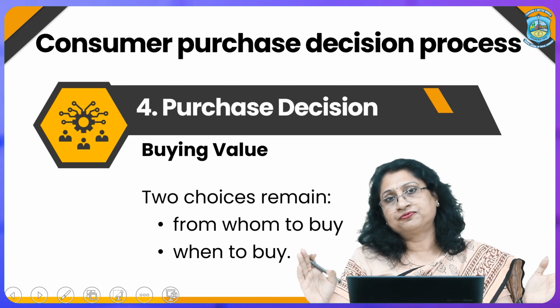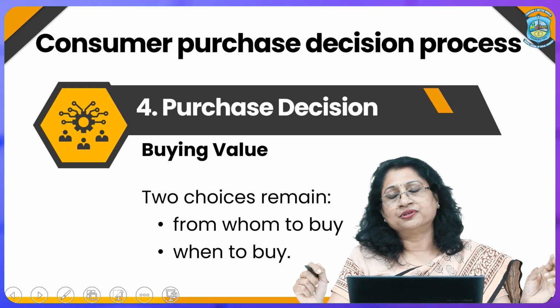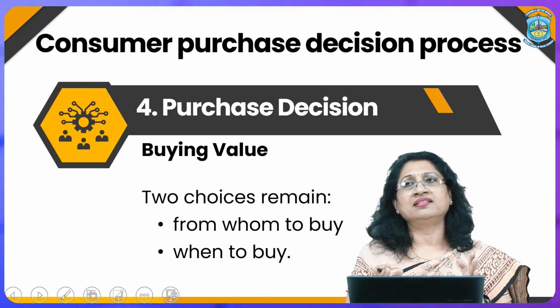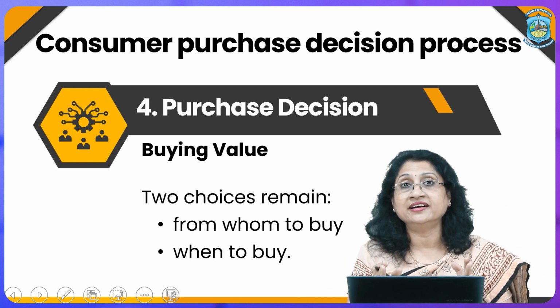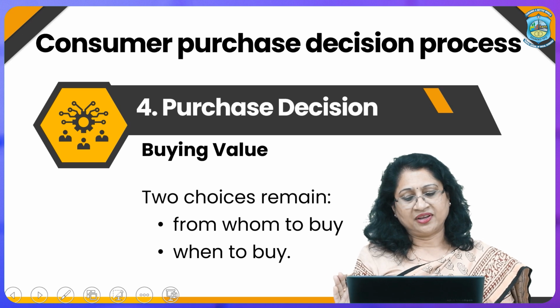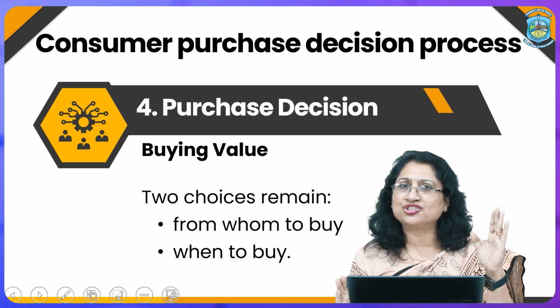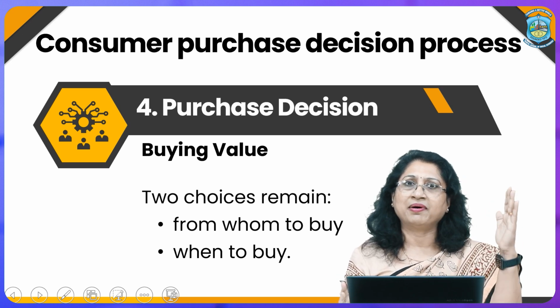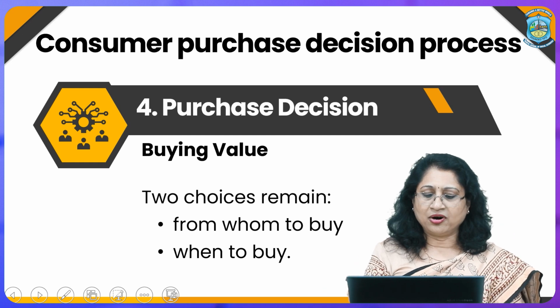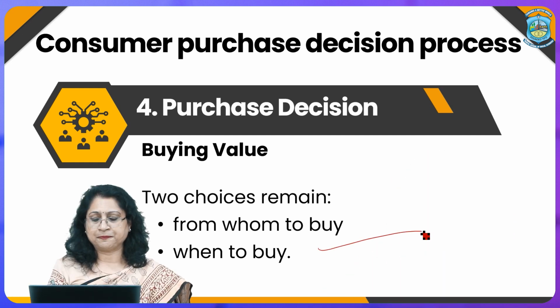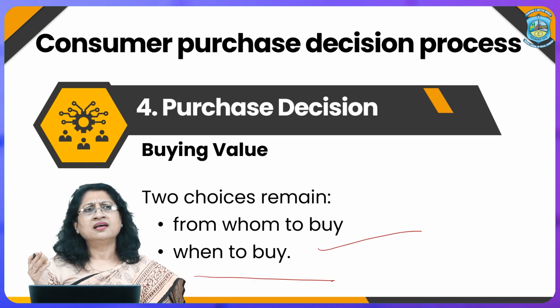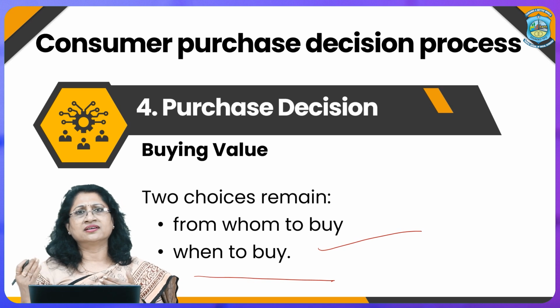The fourth stage comes as the purchase decision. Now, this is where the consumer has finally decided to buy this product. Now, there are certain choices in this case also where the buyer starts thinking about from whom to buy and when to buy. This is again depending on the consumers.